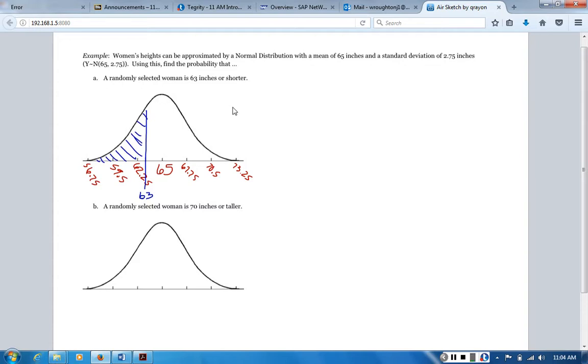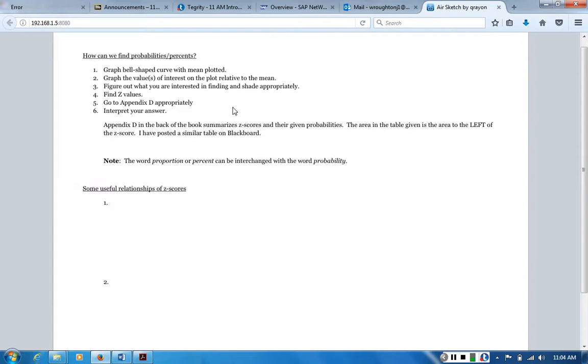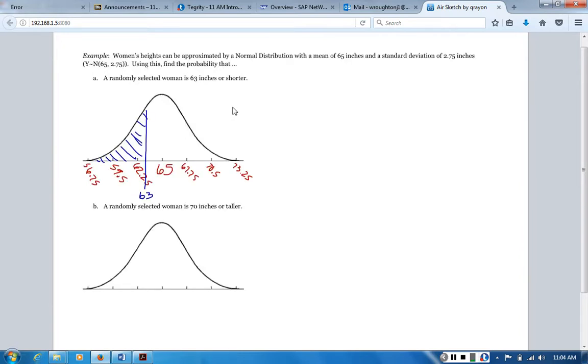Our next step, as we have here in the directions, is defining the z value. So we know our formula for z is y minus mu over sigma. We already know the mean is 65 and the standard deviation is 2.75. Y is just the number that shows up in the problem, so that's going to be our 63. So we're going to get our z, and I'm always going to round these to 2 decimals, and I'll show you why as we go to the table. So I should get negative 0.73.